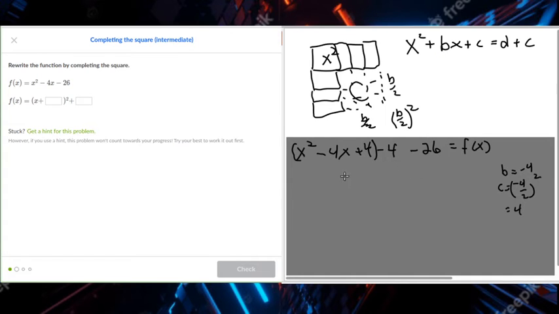So now I have x minus 2 squared, and minus 4 minus 26 is minus 30. Okay, so I have x plus negative 2 plus negative 30, or x minus 2 squared minus 30.